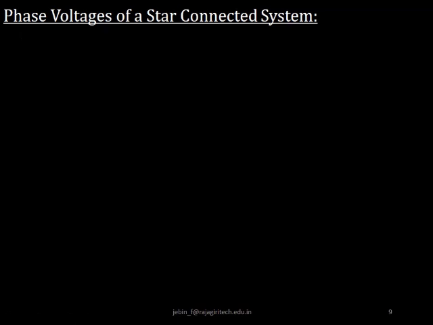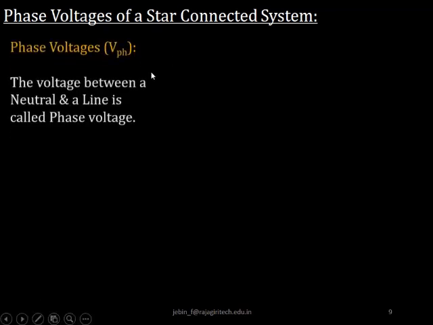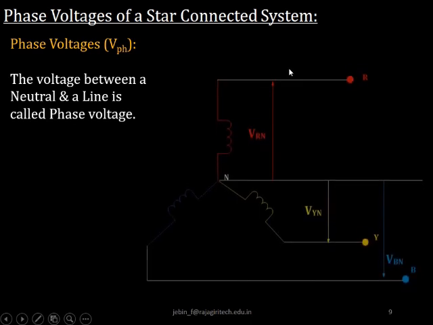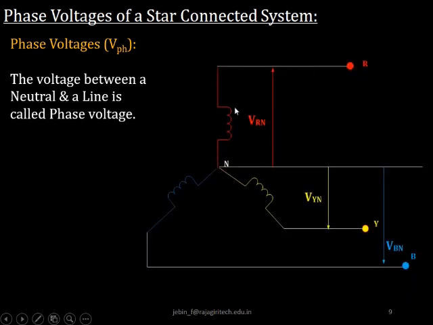So next we are going to define what I mean by phase voltage of a star connected system. Now in the previous discussions we have seen the basic equation of phase voltages, but we haven't defined it. So let us define what I mean by phase voltage. Now the phase voltage is defined as a voltage between the neutral and a line. So let us consider a three-phase system which is connected in star configuration.